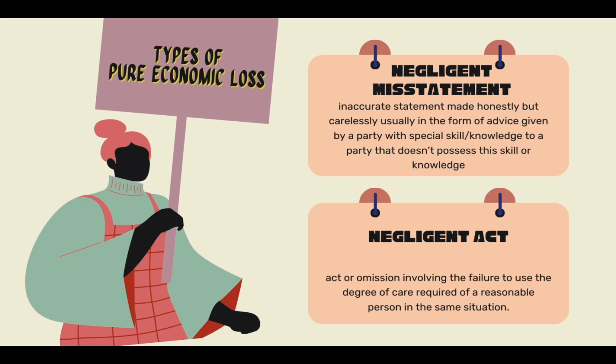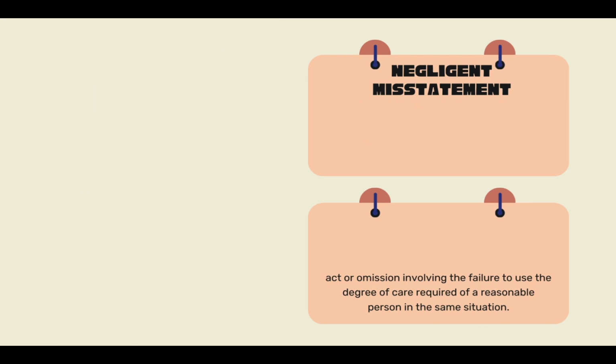Negligent misstatement refers to an inaccurate statement made honestly but carelessly, usually in the form of advice given by a party with special skill or knowledge to a party that doesn't possess this skill or knowledge. While negligent act refers to an act or omission involving the failure to use the degree of care required of a reasonable person in the same situation.